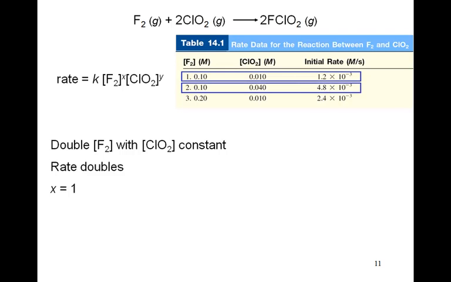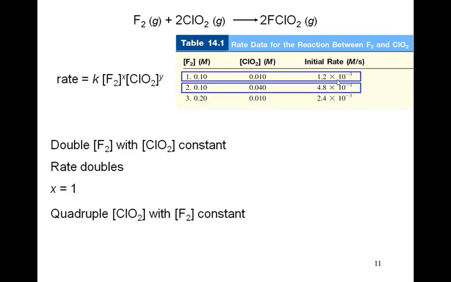Then we pick the other two experiments in which the F2 concentration stays the same, but the ClO2 concentration changes. Now, if we look at the ClO2 concentration, it's 0.01 in one experiment and 0.04 in the second experiment. So we can see that this concentration is 4 times larger than this. And if we look at the rate, we see that this rate is 4.4 times larger than this rate. So when we quadrupled the concentration, the rate also quadrupled.